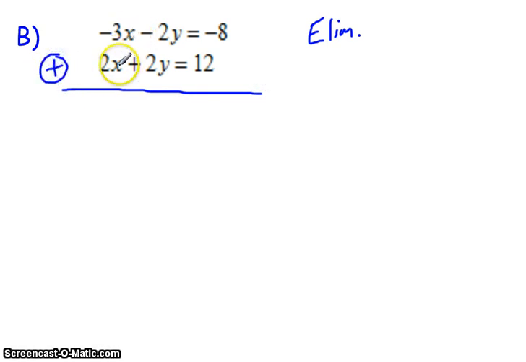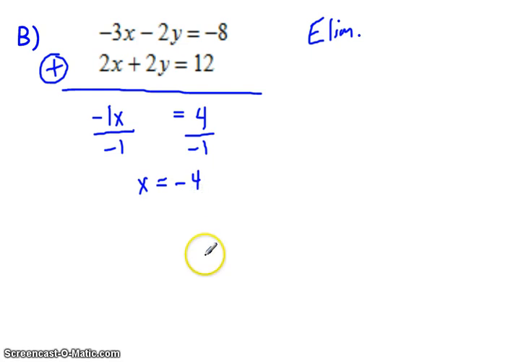So negative 3x plus 2x gives me negative 1x. The y's eliminate each other, go to 0, and negative 8 plus 12 gives me 4. And then this is really easy to do. Divide by a negative 1, and I get x is equal to negative 4. And now I can sub this into either one of the two equations here. I'm going to choose the second one because it seems there's less negatives. It looks a little bit simpler.